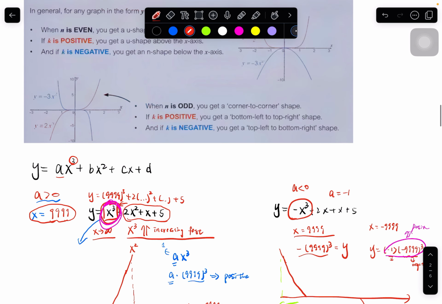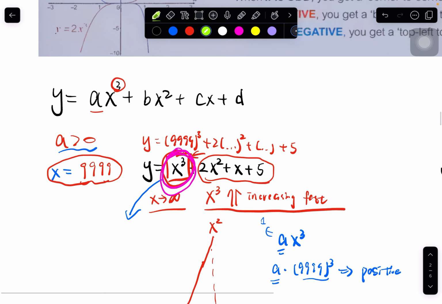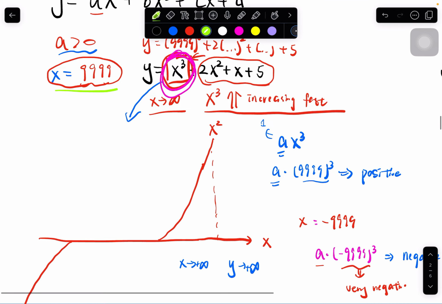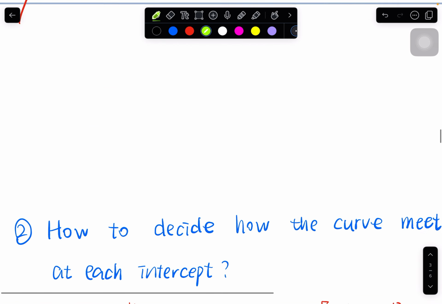Here you can see we assume that x is either a very big number or a very small number. So we don't know about the middle part. We only know about when x is very big and very small. So it will only determine the shape of the function when x is extremely big or extremely small. So what about the middle part?